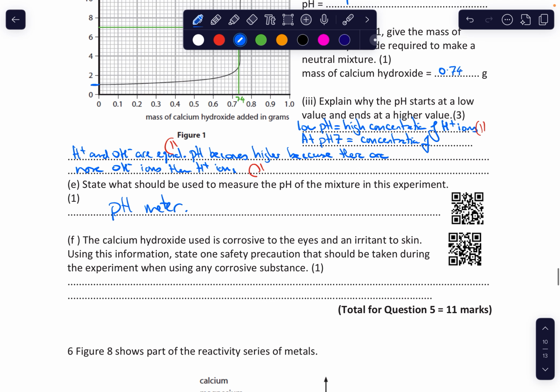Calcium hydroxide is corrosive to the eyes and skin. Describe what you would do. So here you would wear safety glasses or safety goggles to do this. You could put gloves down too, but you need 1 answer.